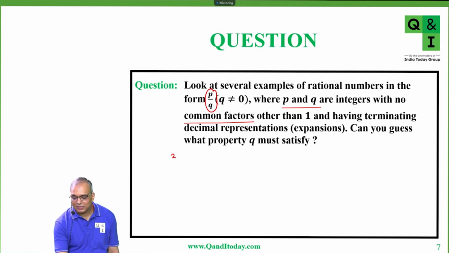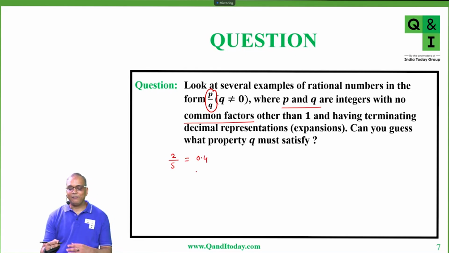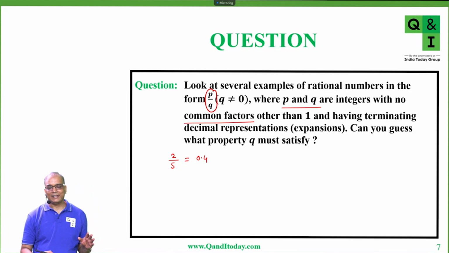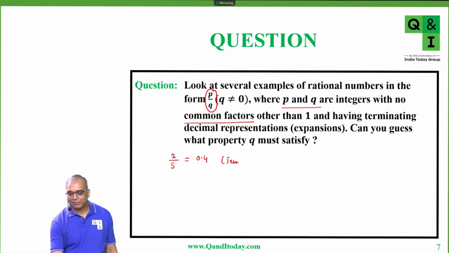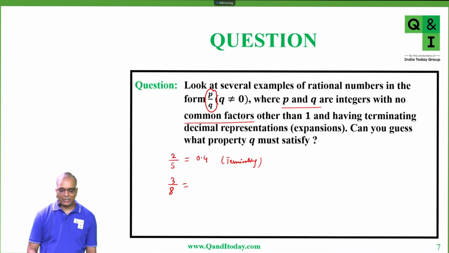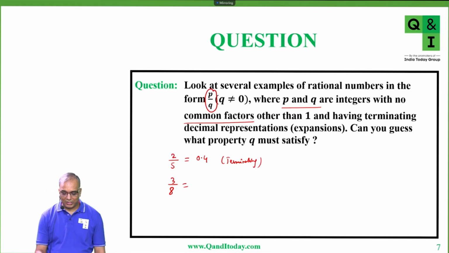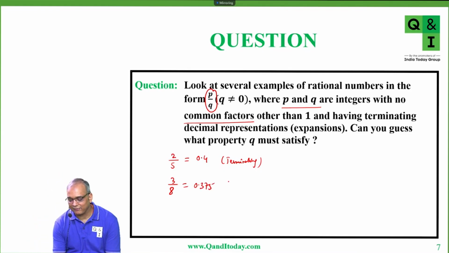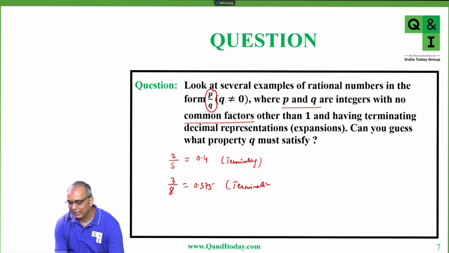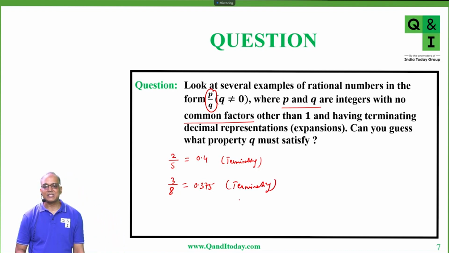If you see this, 2 by 5 is 0.4. Now 2 and 5 are integers, but there is no common factor other than 1, right? And this is equal to 0.4, which is terminating. Another example, let us take 3 by 8. We know that 3 and 8 have no common factors, right? So 3 by 8 is 0.375. This again is a terminating decimal representation.